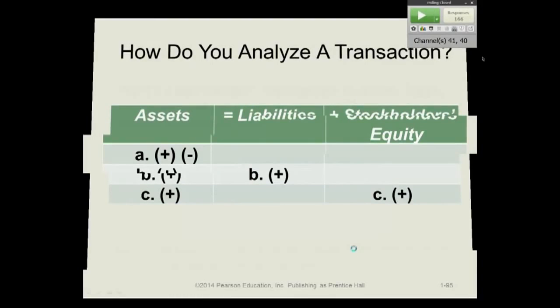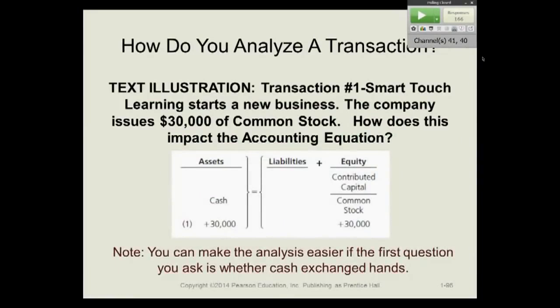Okay, so here's the first one. We have this company, which is in your textbook. I guess they use the same company all the way through. Smart Touch Learning starts a new business. The company issues an initial public offering, an initial offering of stock. By the way, what you have to remember, these are initial offerings of stock. When the stock trades every day, it doesn't affect your company, correct?